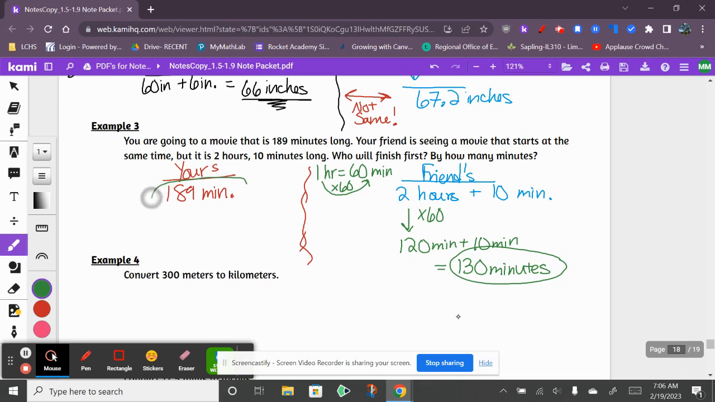So when we look at who will finish first, well, their movie isn't going to last as long, so they're going to be able to get done first. So if we subtract, we get 59 minutes. So they will finish first by 59 minutes.